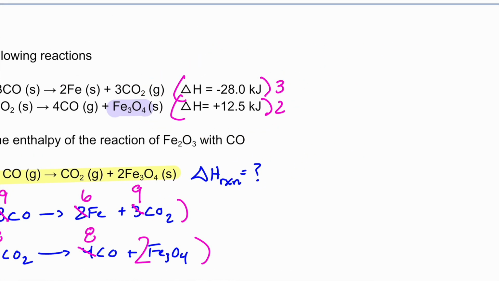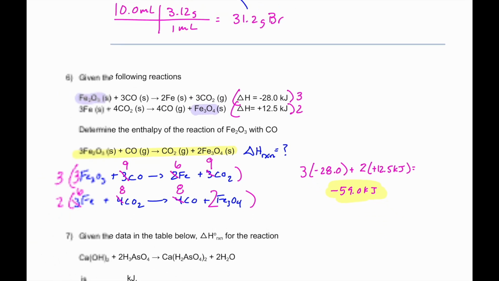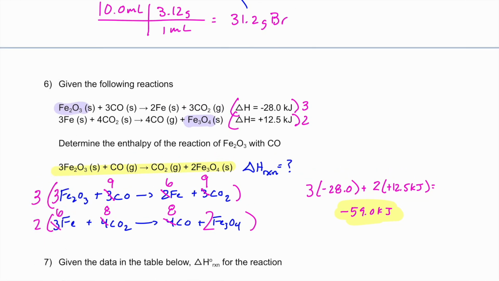If it's ever asked for actual work though, please, you got to show it. So I'm going to show that once. I'm going to model it well. So I have 3 times that first enthalpy value plus 2 times this second enthalpy value, and then show your units once. And I get a total of negative 59 kilojoules. And there I go. So Hess's law in action there. That one we didn't have to flip at all. We only were dealing with magnitude. Okay.